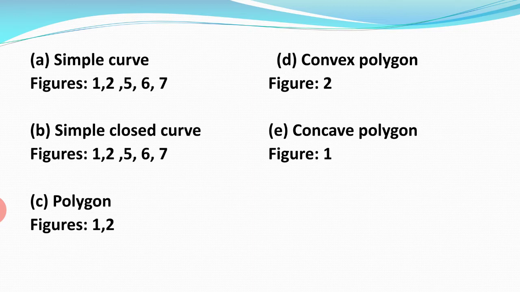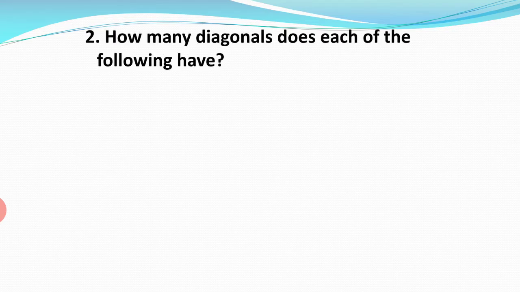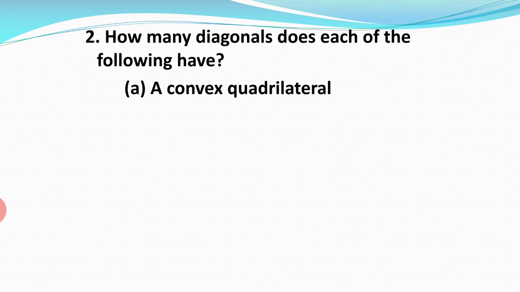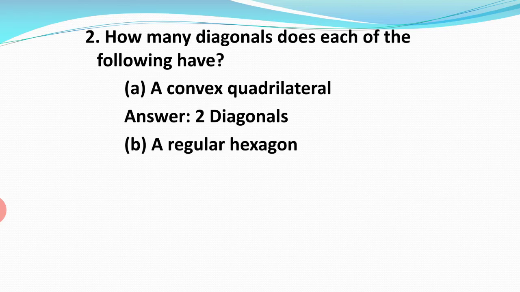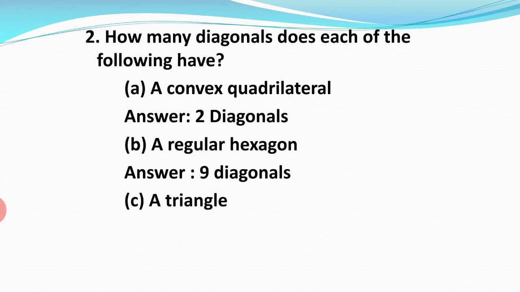Is it okay? The second question, how many diagonals does each of the following have? Now you can draw a convex quadrilateral. A quadrilateral has only 2 diagonals. A regular hexagon, you can verify it by drawing the figure or by using the formula. So how many for a regular hexagon? 9 diagonals. And how many are there for a triangle? We know that a triangle has no diagonals, which we studied earlier in the previous video. So a triangle has no diagonal.